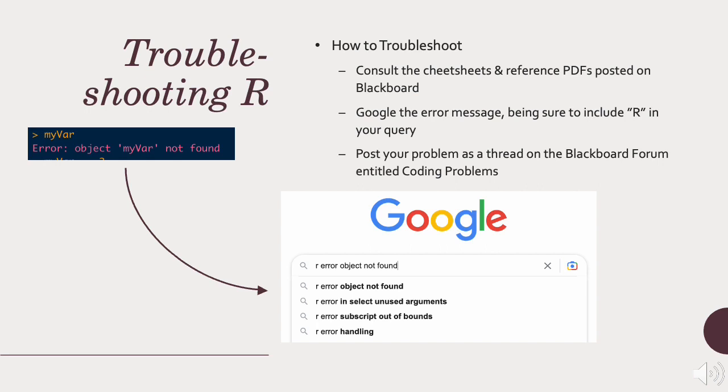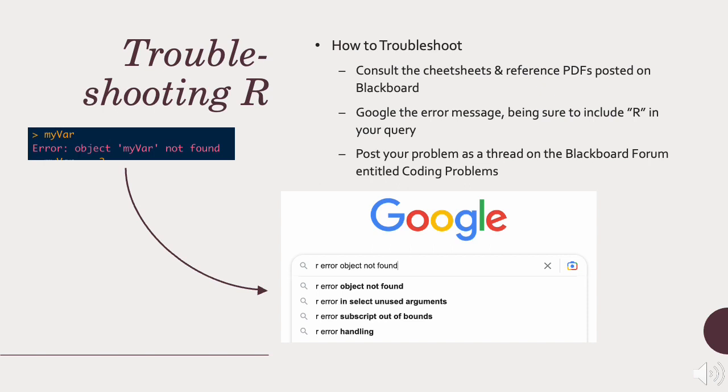Finally, if Googling fails, post your problem as a thread on the Blackboard forum entitled Coding Problems. And I request this for 2 reasons. One is to allow each other to help each other out, because almost certainly if you're running into a problem, I can almost guarantee you that somebody else has that problem. I can also potentially guarantee you that someone else might have solved that problem. The other reason to do this is because these problems are so common, it's a lot easier on my end if I can answer the question once in a place where everyone can see it, rather than answering the same question 30 times over email.